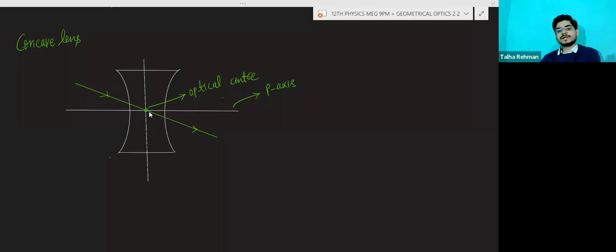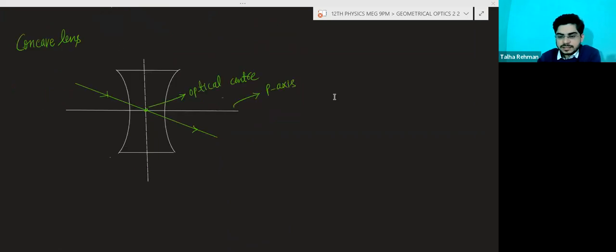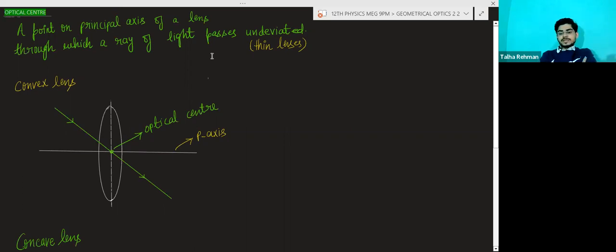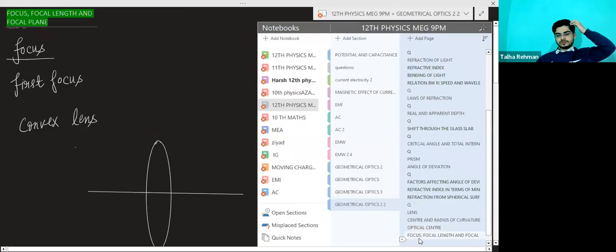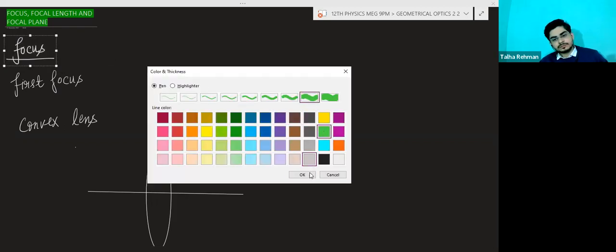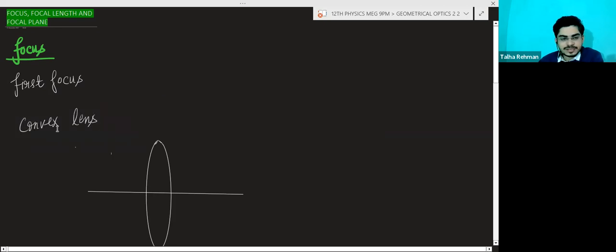So for the concave lens, the optical center is this. Fine. Now we will discuss the focus of a concave and convex lens. In the case of lenses, there are two optical centers, two centers of curvature, and two radii of curvature. So there will be two focuses. In the case of lenses there are two focuses, the first focus and the second focus. We are discussing the first focus of a convex lens.